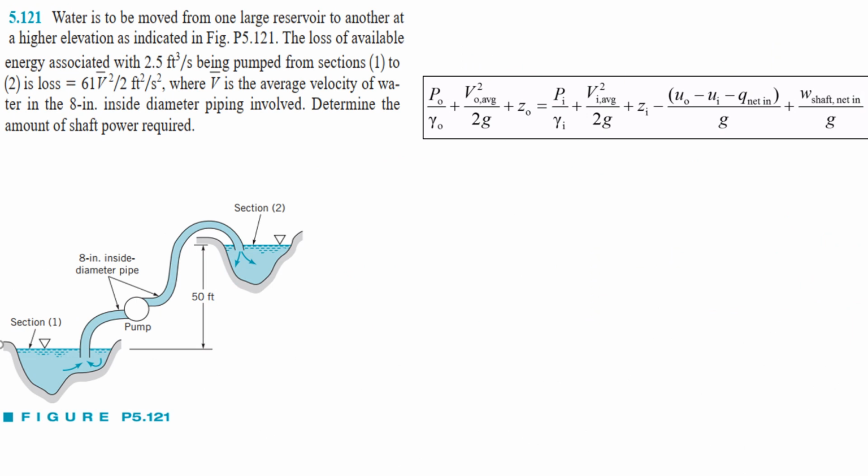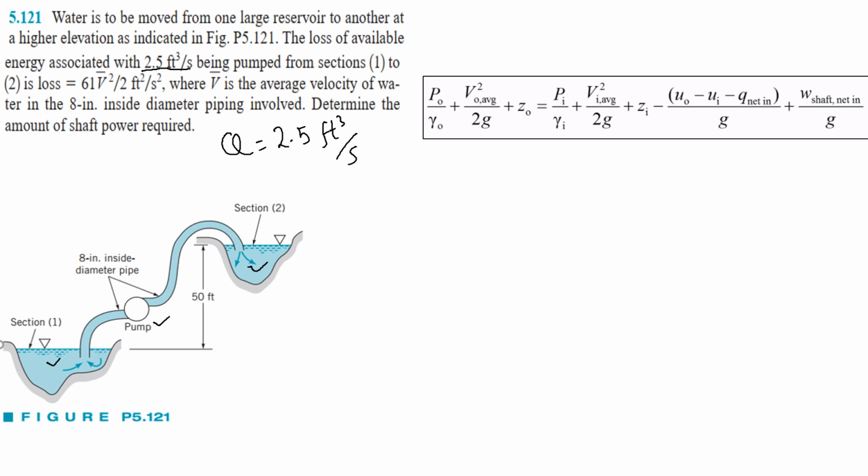So now we have a problem related to a pump. In the statement, water is to be moved from one large reservoir to another at a higher elevation as indicated in the figure. So water is moved from this reservoir to this one with the help of this pump. The flow rate is 2.5 cubic feet per second. This is our volumetric flow rate, which is given: Q is equal to 2.5 cubic feet per second.